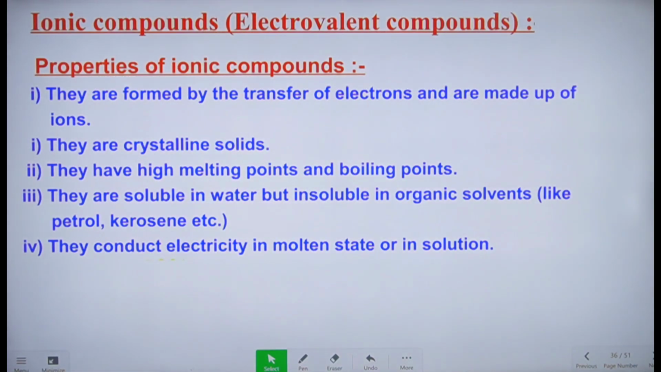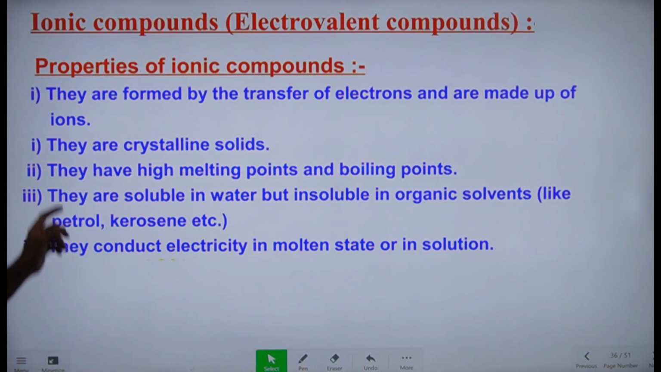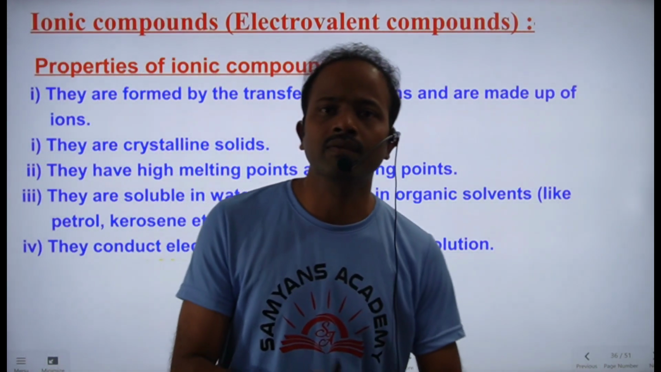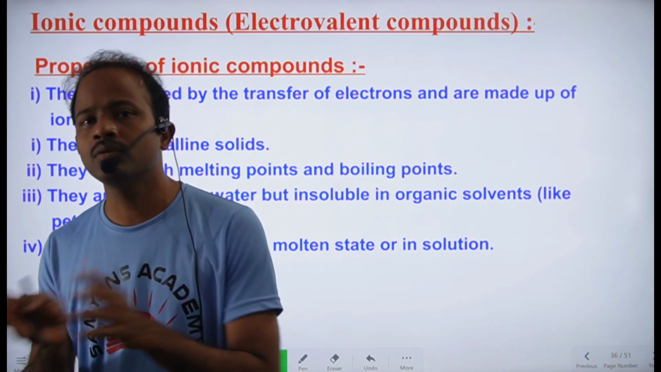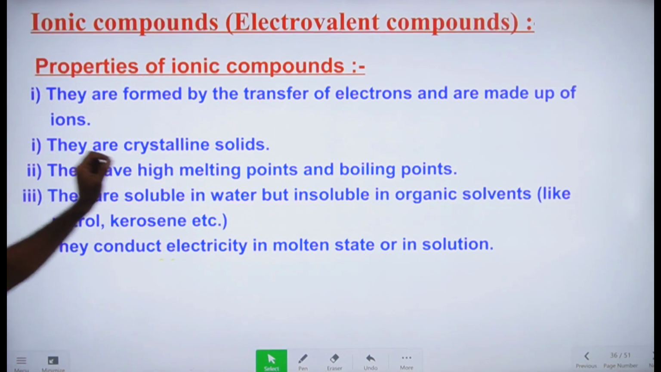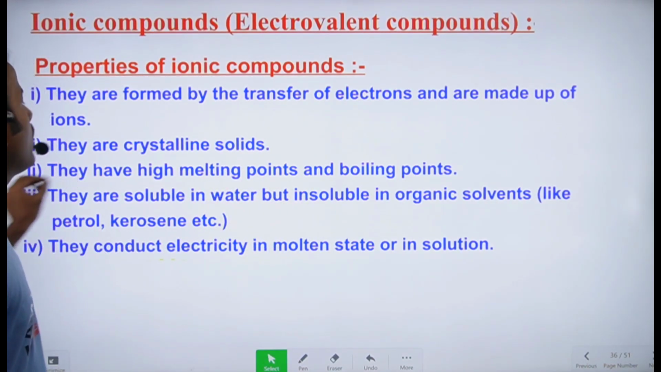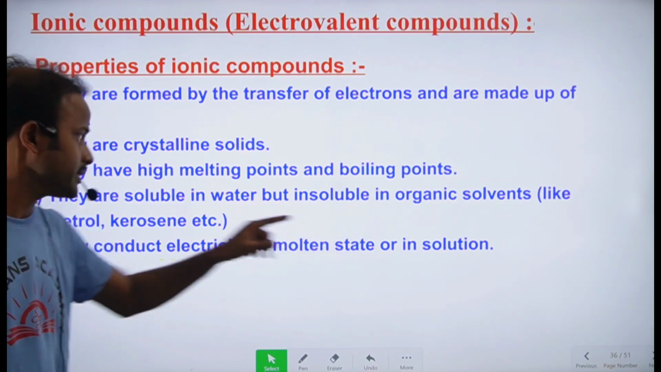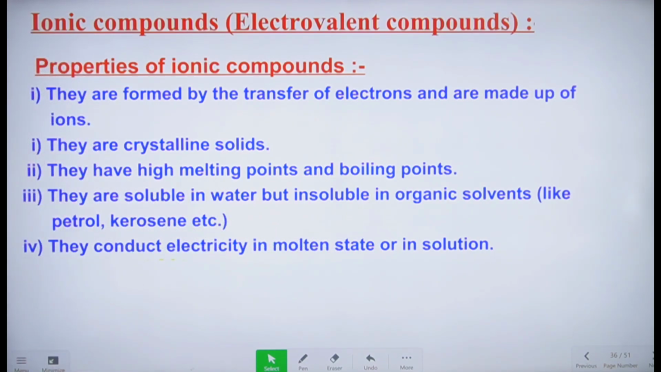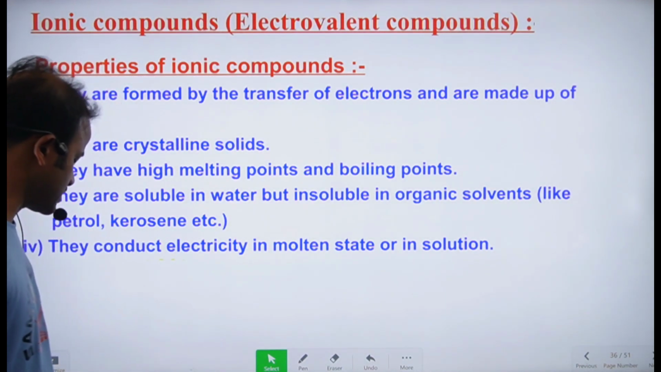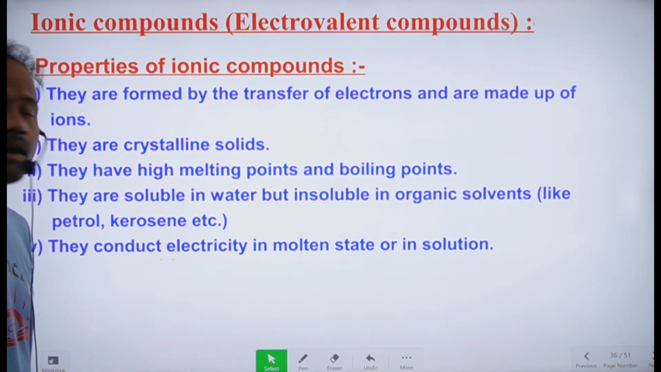Here I have summarized the properties of ionic compounds. They are formed by the transfer of electrons and are made up of ions. How are ionic compounds formed? Because of the transfer of electrons from metal to non-metal. They are crystalline solids, which look like white crystalline solids. They have high melting and boiling points. They are soluble in water but insoluble in organic solvents like petrol, kerosene, etc. They conduct electricity in the molten state or in solution state. These are the properties of ionic compounds.